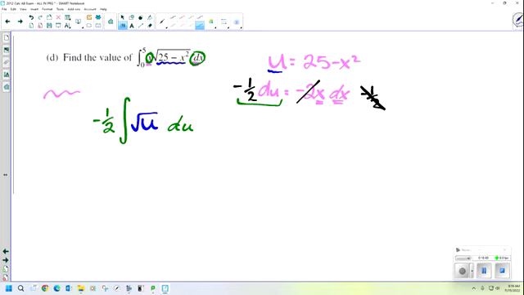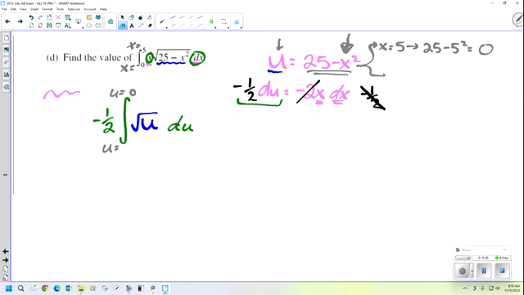But don't forget the biggest part of u substitution. My bounds have to also be converted. Right now, these things are x equals 5, x equals 0. I want u values up and down here. And how do I do that? I have x's, I end up with u's right there. So when x is 5, I'm going to substitute a 5 in for this x. So it's 25 minus 5 squared. That's 25 minus 25, that's 0. My new upper bound is 0.